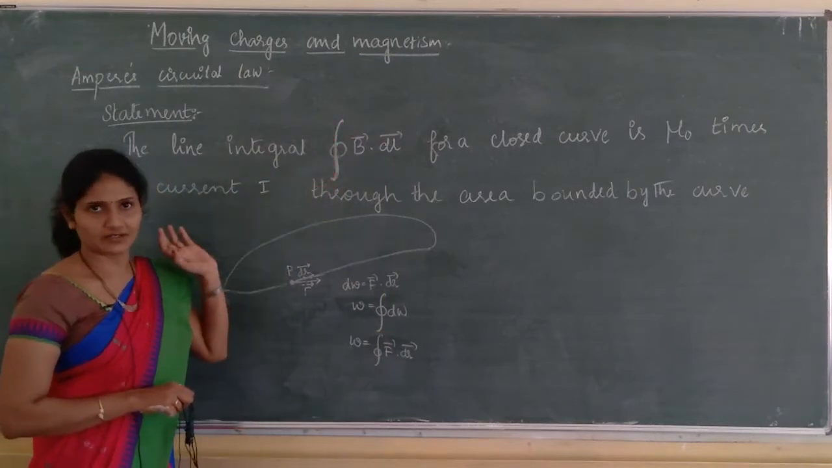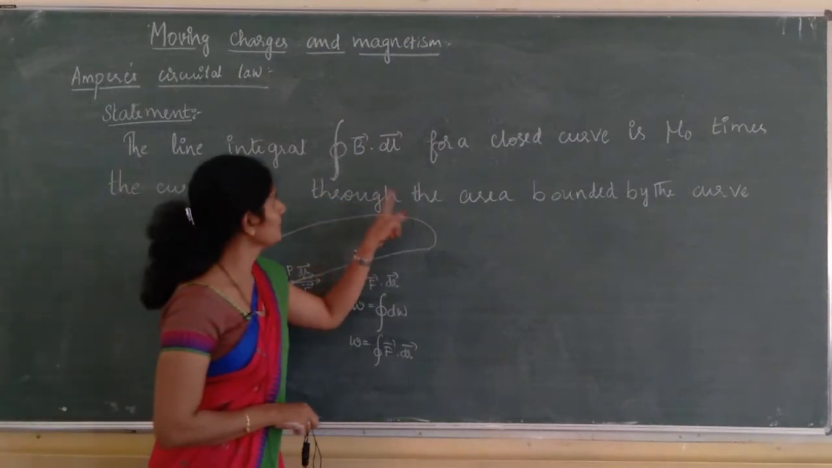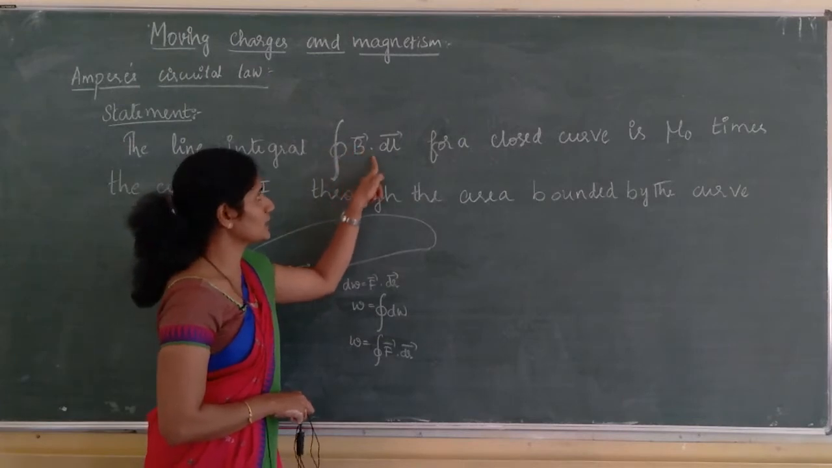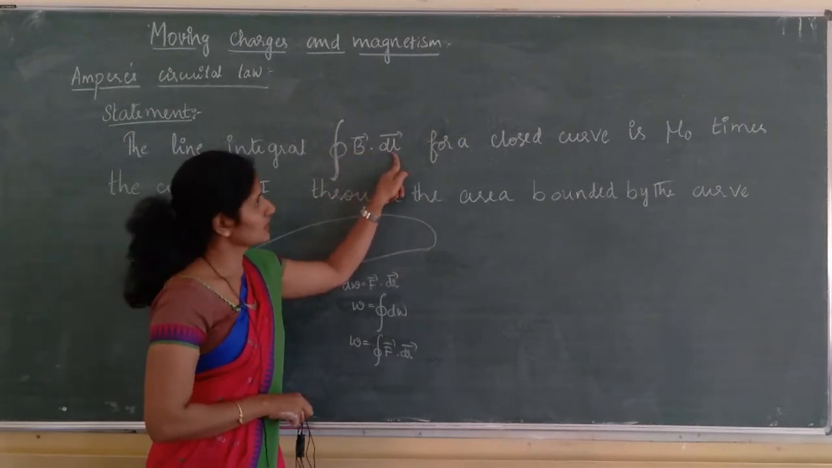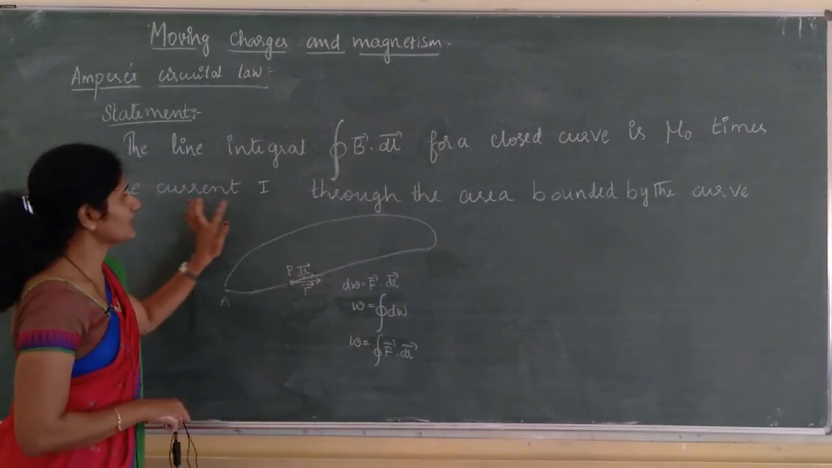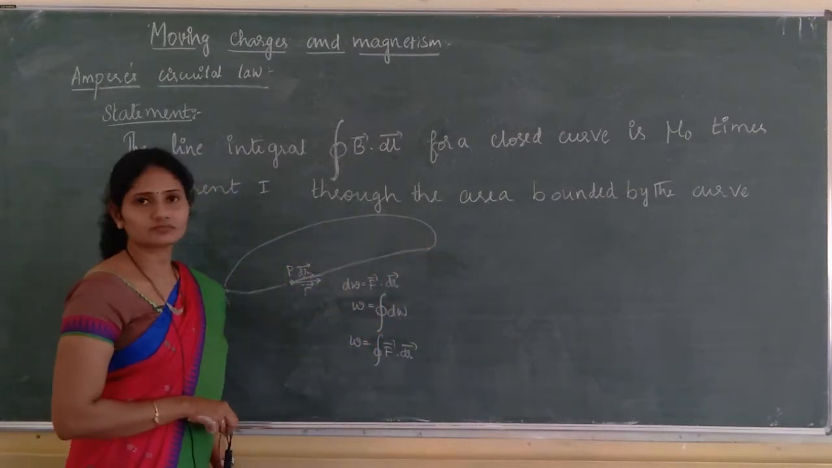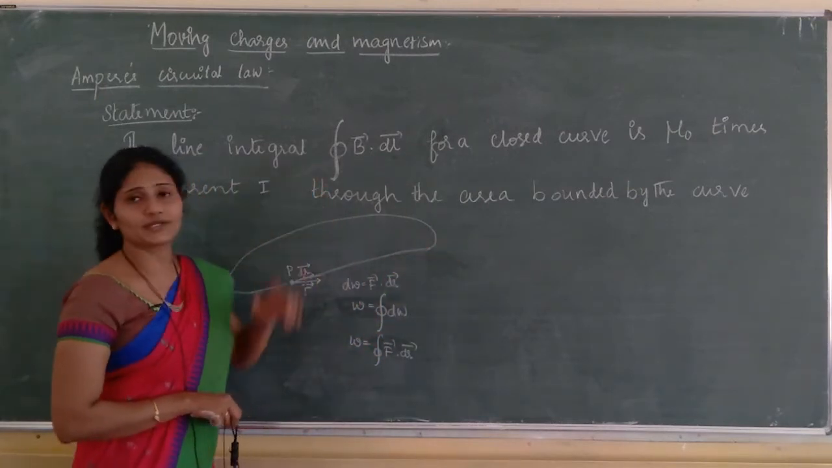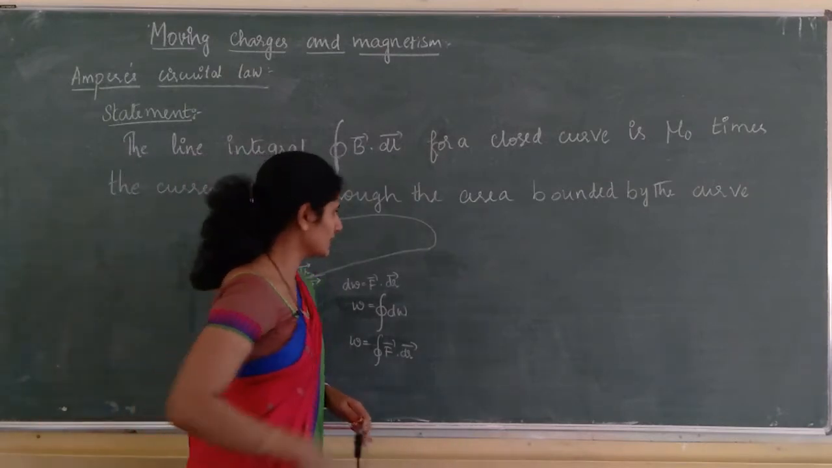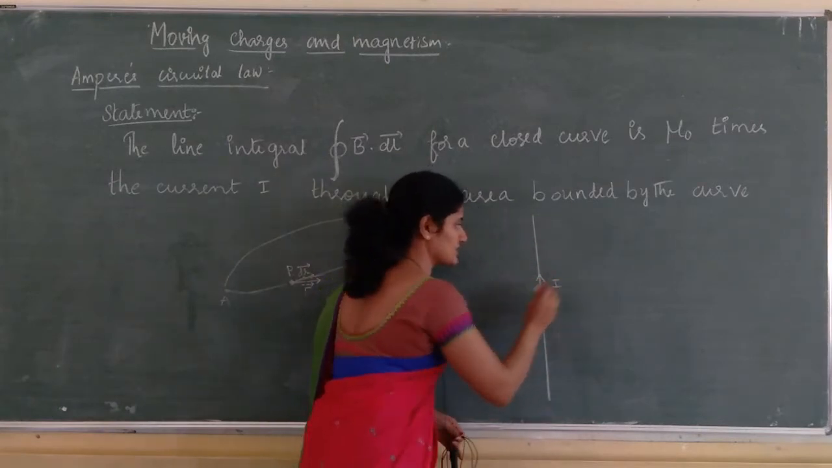Okay. So the closed line integral of B vector dot dl vector is mu naught times the current I through the area bounded by the curve. What are this B and dl? We know that dl is a line element, and B is the magnetic field. So consider a conductor which is carrying current I in this direction.